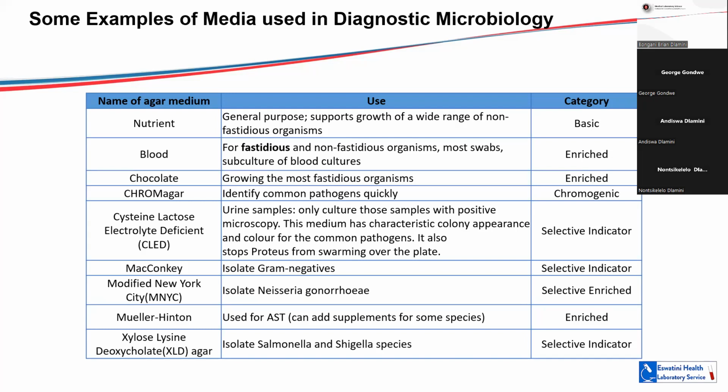Then we have MacConkey agar, which is used for gram negatives. It's also a selective indicator. Then we have modified New York City agar, which is a selective media for Neisseria gonorrhoeae. So it's selective and it's enriched for that organism. Then we have Mueller-Hinton agar, which is the one we use mostly for antimicrobial susceptibility testing or sensitivity testing. For this media, you may also add some supplements.